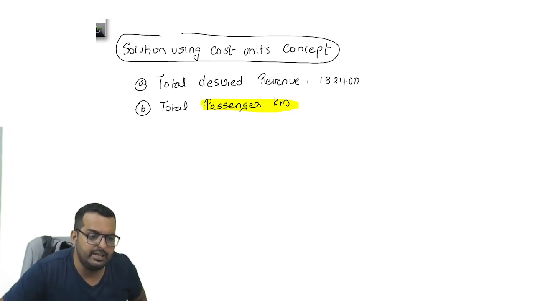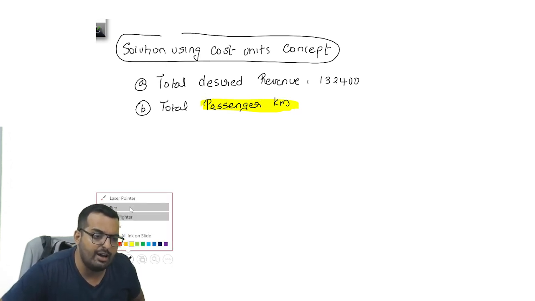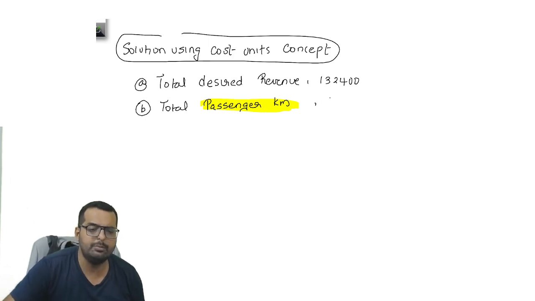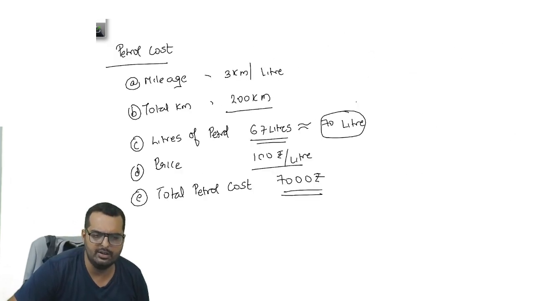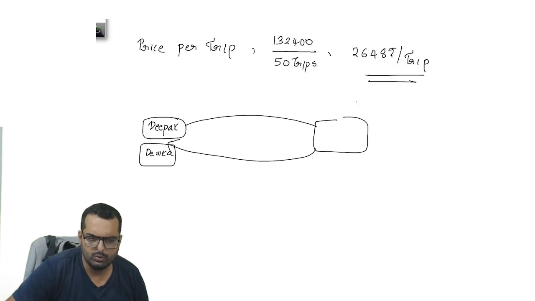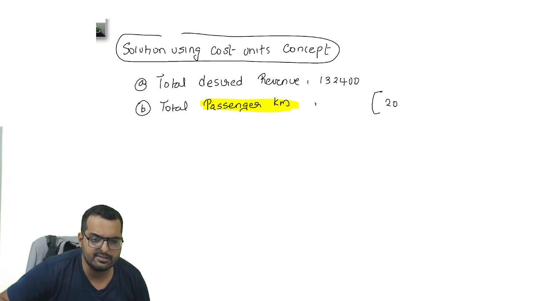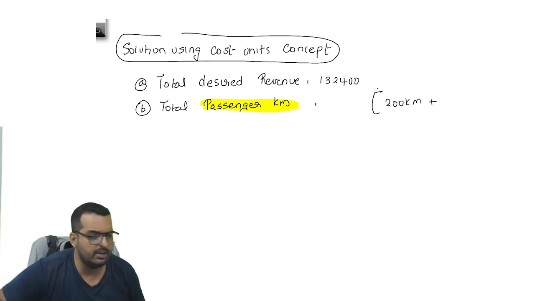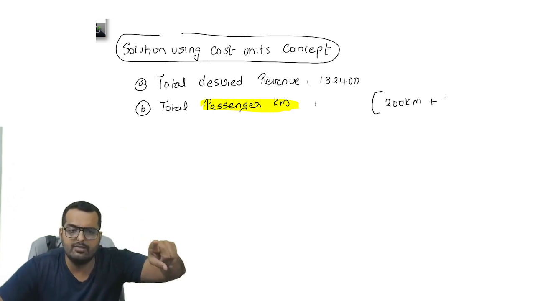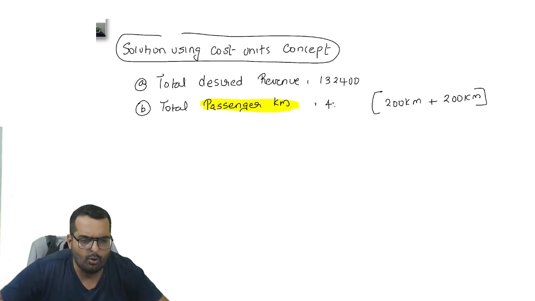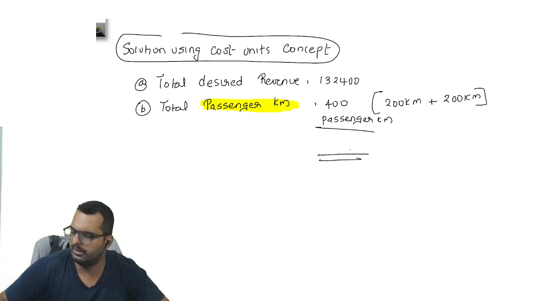Passenger kilometer means total kilometer traveled by all the passengers. So everyone interact with me. How many kilometers did Devika travel? 200 kilometers. Am I right? Correct? If Devika is traveling for 200 kilometer, even Deepak is traveling for how many kilometer? 200 kilometer. So total you will have how many passenger kilometers? You will have 400 passenger kilometer.